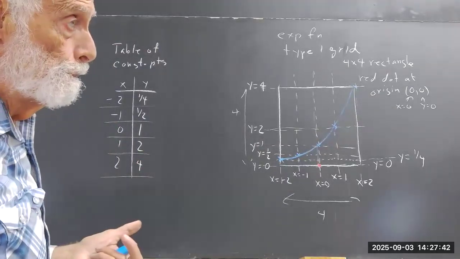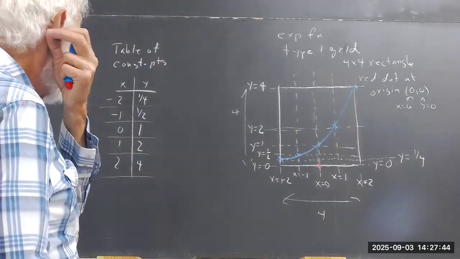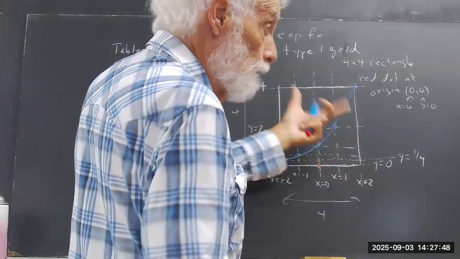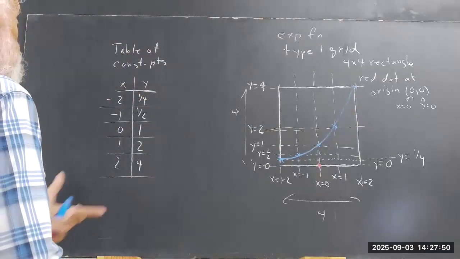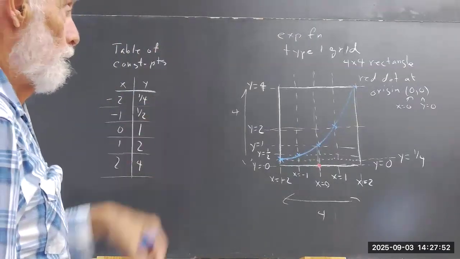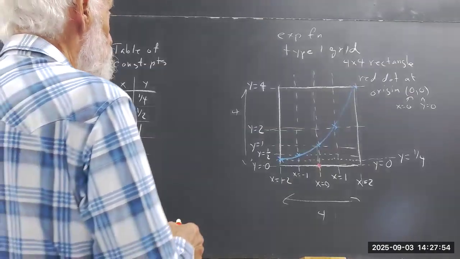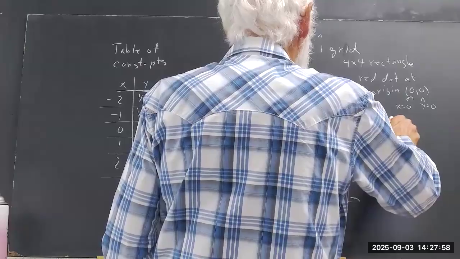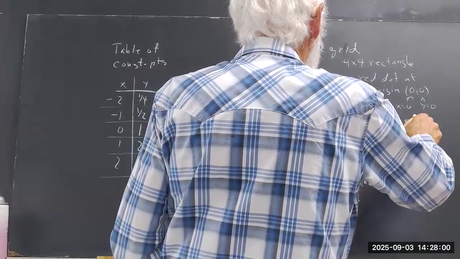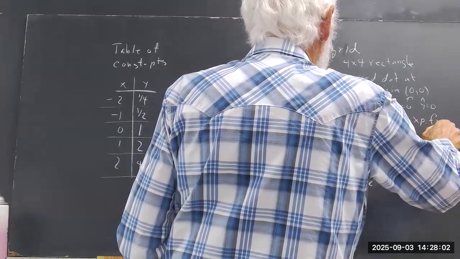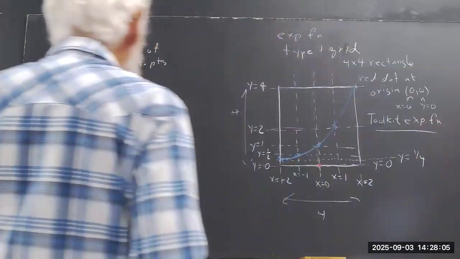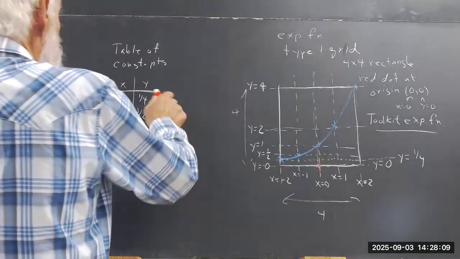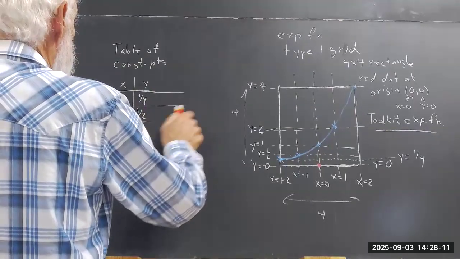There's a table. We could estimate values, put a line anywhere. I could estimate the X value and estimate the Y value, and it would be pretty close to the value of this function, which is the toolkit exponential function. Now there's an equation. There's a lot of algebra in this course, and we're going to start to get into some of the algebra.